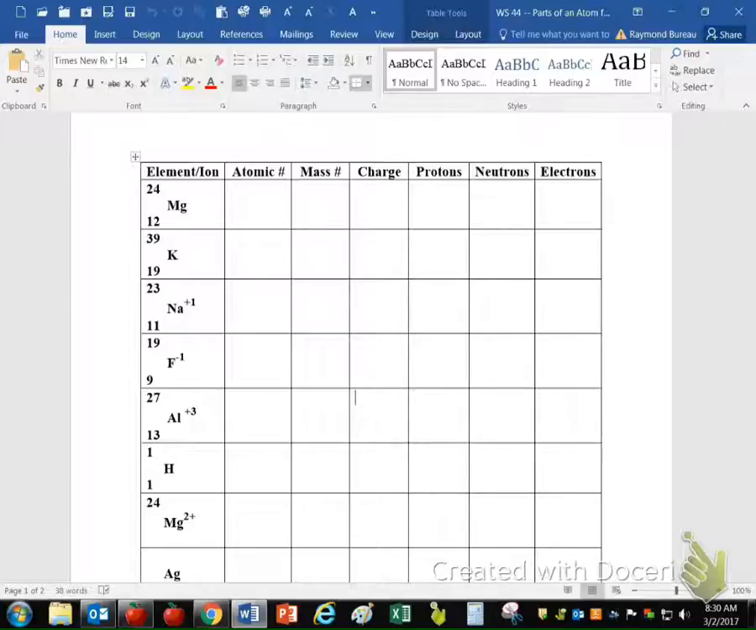With electrons, you have to remember something. Think opposites. Losers of electrons are positive. Gainers of electrons are negative. Are we ready?